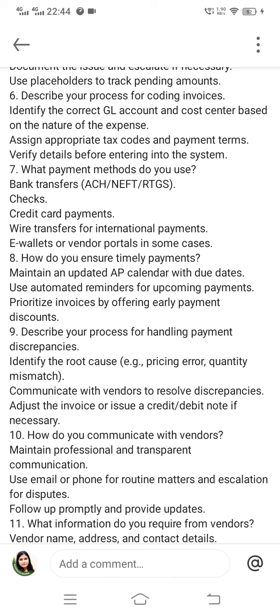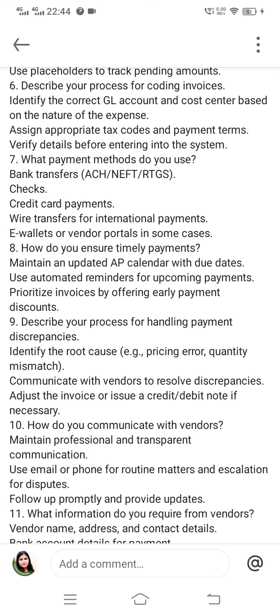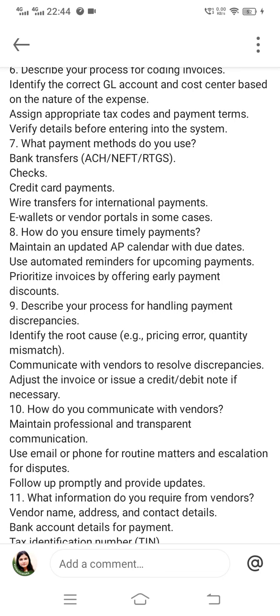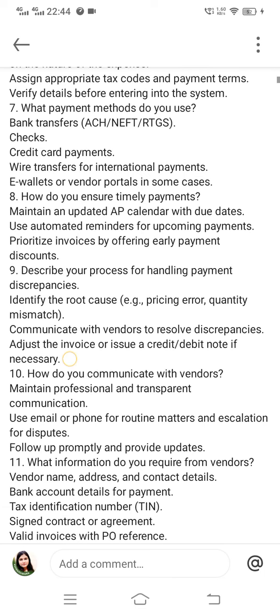And we have ninth question, describe your process for handling payment discrepancies. So for payment discrepancies, you should create an RCA, that is a root cause analysis of any documents and invoices for which you have done the payment. In that we can see whether there is a price error or quantity mismatch. So we should communicate with the vendors and try to resolve the discrepancies, and we can also issue them a debit note or credit note if it is necessary.